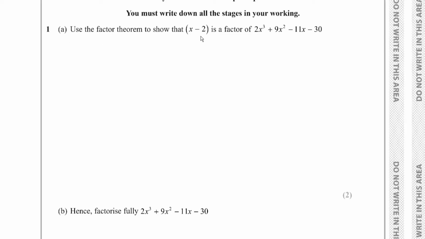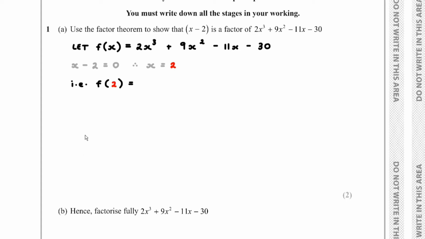Use the factor theorem to show that x subtract 2 is a factor of 2x cubed plus 9x squared subtract 11x subtract 30. To begin with, let us let f of x equal 2x cubed plus 9x squared subtract 11x subtract 30. If we wish to use the factor theorem to show that x subtract 2 is a factor of this cubic, then we have x subtract 2 equals 0, meaning x is equal to 2. And knowing that x is equal to 2, we will substitute in 2 into f of x. And if we get 0, then indeed x subtract 2 is a factor of f of x.